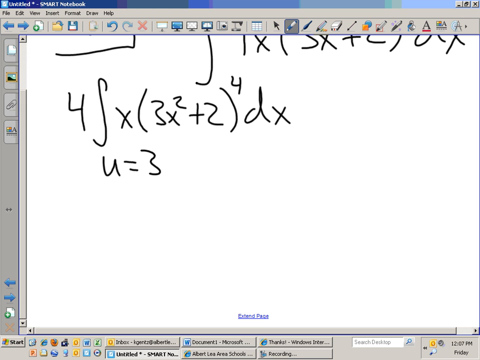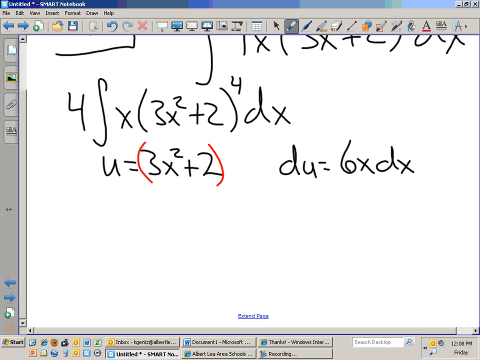u is equal to 3x squared plus 2. What is du equal to? 6x dx. Now let's carefully examine the problem. Where can this u go in for up here? You can see that this 3x squared plus 2 is accounted for right there, and that u can go in for that. I have this x right there, so I want to keep the x over here, and I have a dx right there.